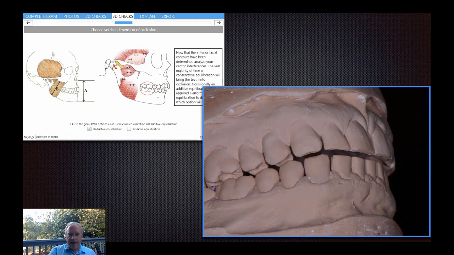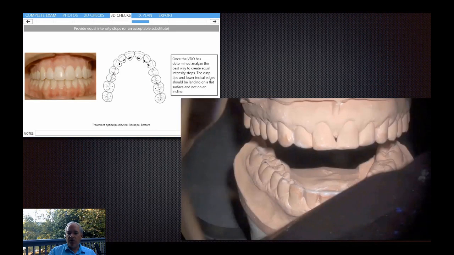The next thing we're going to look at is deciding on vertical. And there's two ways you can do this. When you're looking at your cast in centric relation, you can either restore or do your ortho procedures at this vertical, or you can see, if you were to reshape the teeth in the back, could we close this patient down and have everything line up? And we call that reductive equilibration. We're going to do reductive most of the time because it decreases the amount of dentistry a patient needs. And that's a good thing as we follow that Whittier rule.